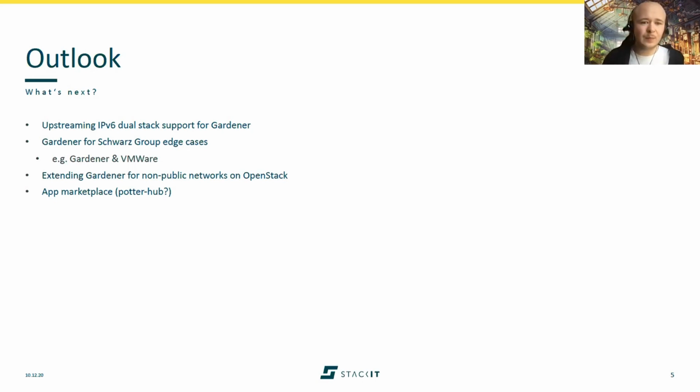And another thing, like I said, is to extend Gardener for non-public networks, so for private networks running on OpenStack. And for the future, we want to give our customers the possibility to easily deploy apps on their clusters. So maybe it's something like the Potter Hub, or in our first thoughts, we thought about calling them DLCs or add-ons or whatever.